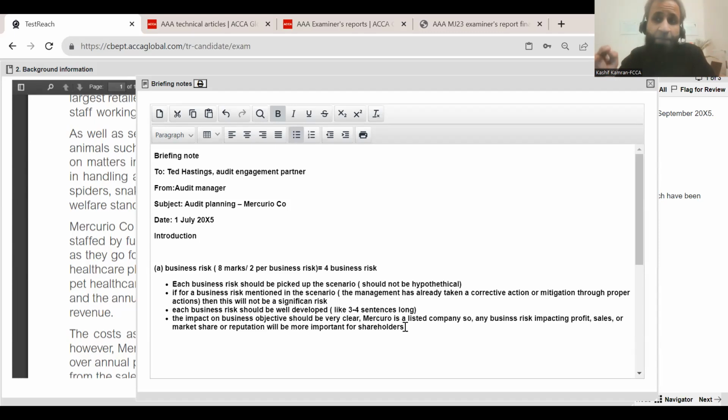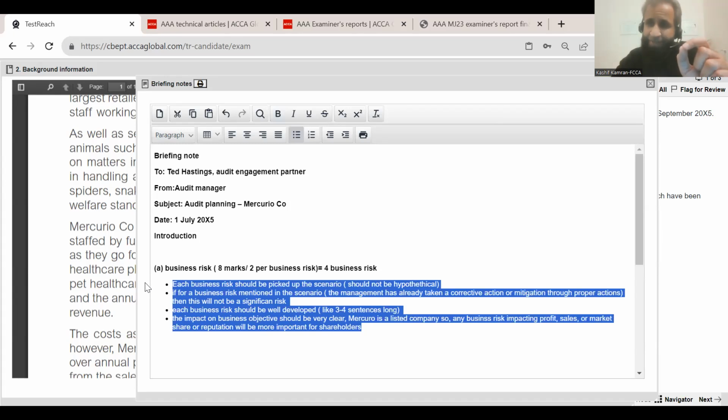Again, the business risks should not be prioritized. The examiner is saying evaluate the significant business risk. The examiner is not saying evaluate and prioritize the significant business risk. So you can do them in any order. You can talk about them in whichever order you're getting the risks in the scenario. Suppose you find 6 or 7 risks in the scenario, choose the 4 best ones where you can write well, and choose the 4 which affect the profit, sales, and reputation, because automatically they will become significant. You can write them in any order. You can write about sales first and profit after, because there is nothing about prioritization of business risk. So I hope you will learn from that.